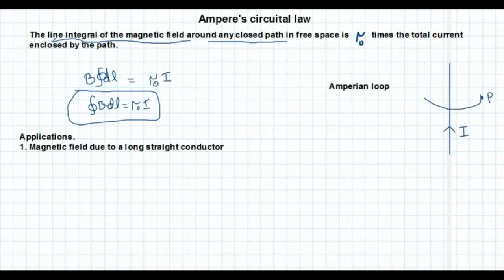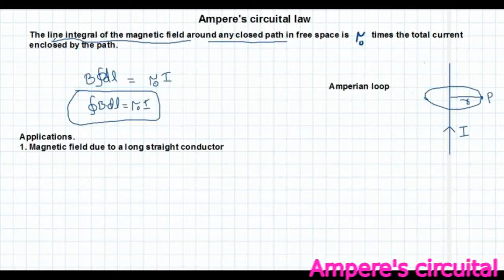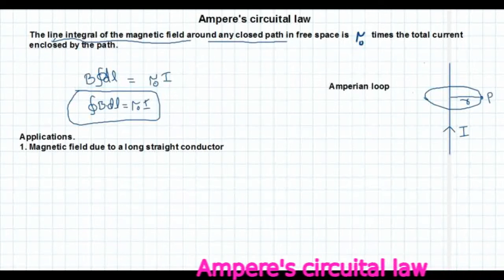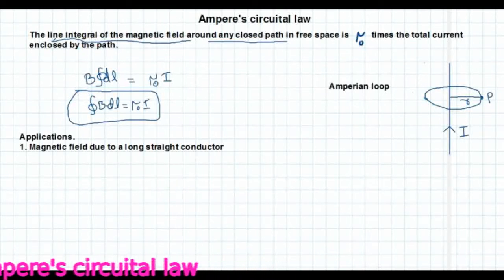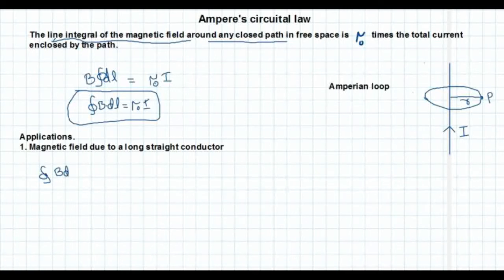Here we may draw a circle around the conductor such that the current carrying conductor passes through the center of the loop, so that the distance from the current carrying conductor to the point P will be the radius of the circle, or the radius of the Amperian loop. Now applying Ampere's circuital law, closed integral B dl is equal to mu0 I.